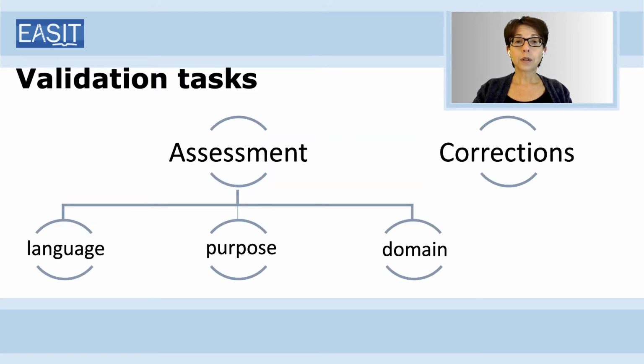Validation in easy-to-understand context is a concept similar to that of reviewing in translation as defined in the standard ISO 70100. Therefore, we can say that validation directly affects the quality of and delivery of easy-to-understand audiovisual content. Validation tasks aim to assess the quality of a text and to recommend corrections. Quality is assessed in terms of language, purpose, and suitability for the target group and domain.